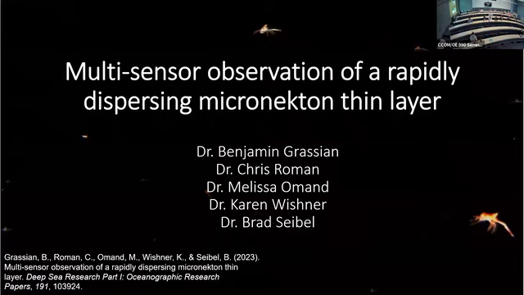So to kick things off, my first study, we used a deep profiling stereo camera and shipboard acoustics to examine this really intense thin layer aggregation of the squat lobster, Pleuroncodes planipes.